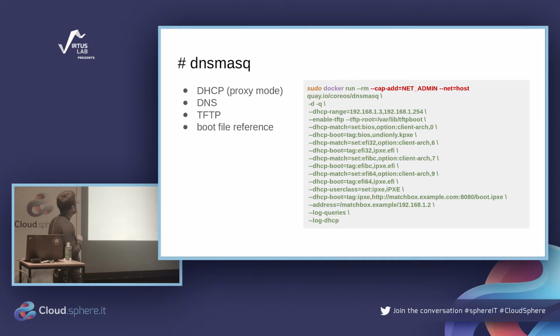The next thing is dnsmasq. It's quite a mature project, and it can handle a number of things. It can work as a DHCP server. If you already have a DHCP server on your network, you can run it in proxy mode. It runs DNS, TFTP, and has a boot file reference. It can also be run as a container, but it requires network admin capability.